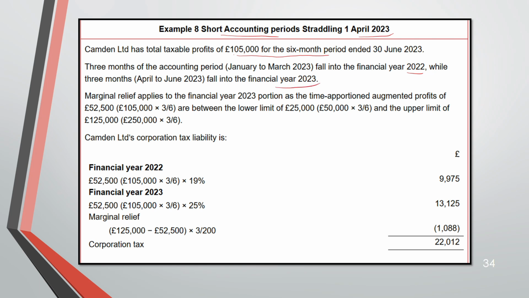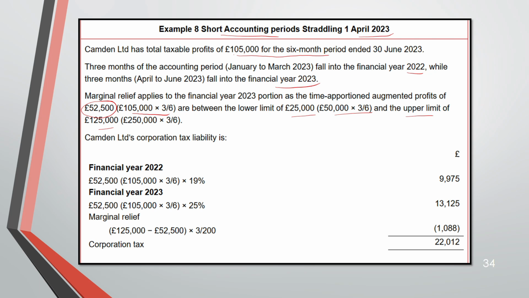Now, we'll see whether marginal relief applies or not. So, when you're taking it, out of 6 months, you have to take 3 months. That is financial year 2023, the augmented profit. So, no dividend. So, no dividend means augmented will be equal to your TTP. It's 105 into 3 divided by 6. So, this is your augmented profit, 52,500. Lower limit will be 25,000 and upper limit will be 125. So 52,500 falls within these two limits. That's why you will be eligible for marginal relief.